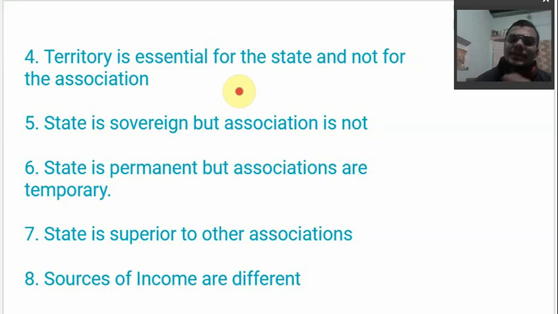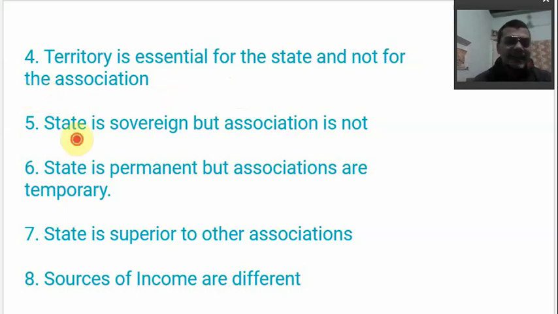An association can be completely online based. There are multiple online forums where people talk to each other and participate in various programs. But they are all living in various parts of the world, and there is no fixed territory. So territory is essential for the state but not for the association.